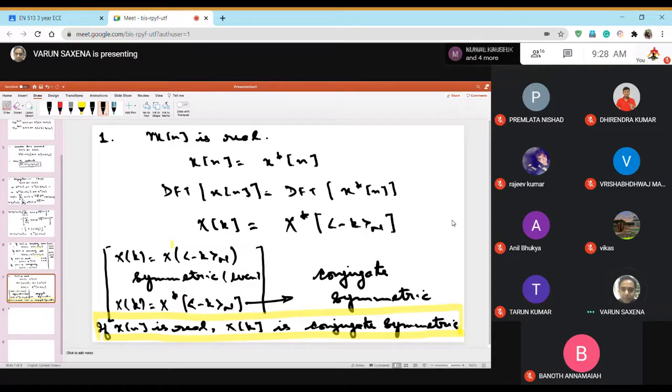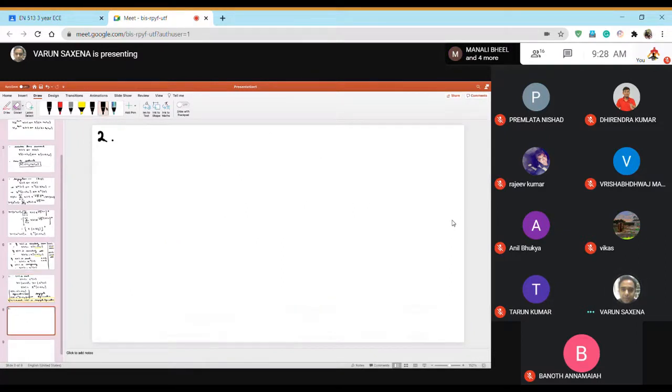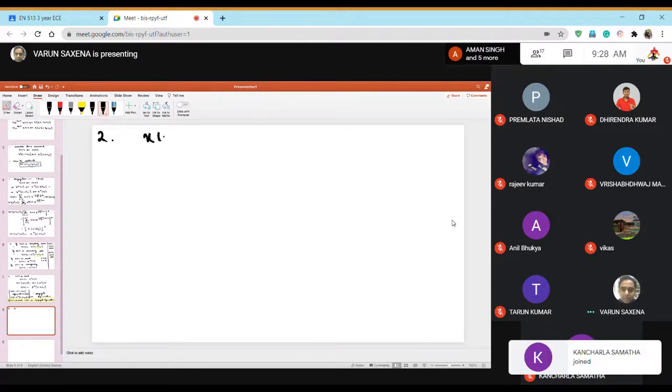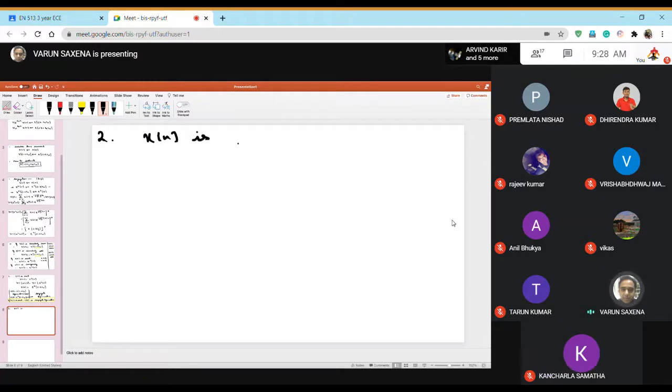Oh, sorry. Same page came. So xn is real and circularly even. So let's look at both these conditions and write them separately.